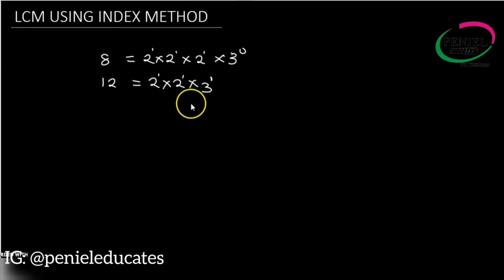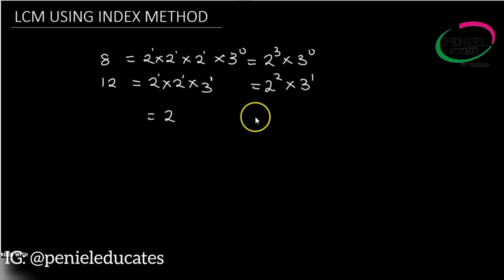Now the factors here: 8 is 2 raised to power 3, multiplied by 3 raised to power 0. Then 12 is 2 raised to power 2 multiplied by 3 raised to power 1. Now the factors involved are 2 raised to power 3 and 3 raised to power 1.